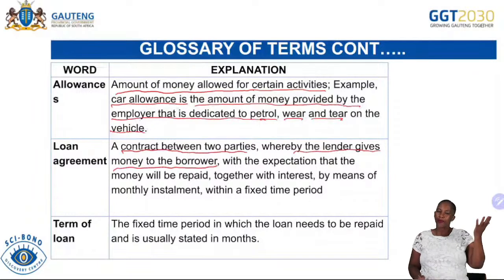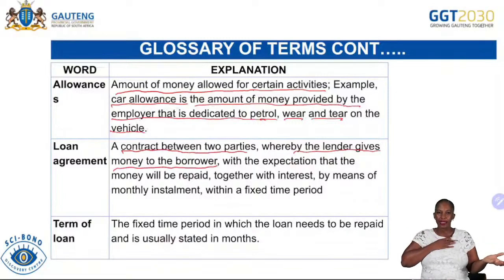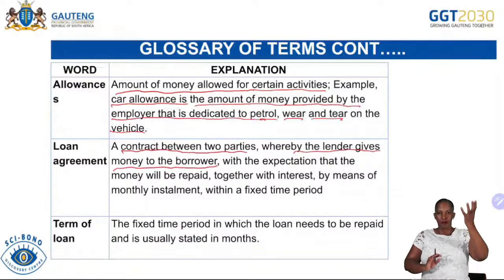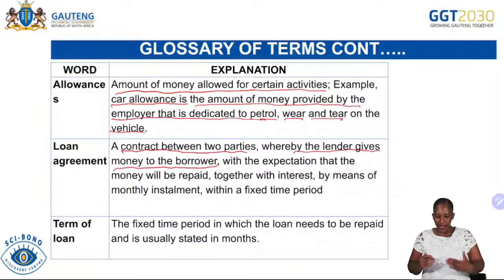Who is the lender? The bank is the lender. It gives the money to who? To the borrower. Who is the borrower? I'm the client. I'm borrowing money from where? From the bank. The bank is the lender, lending me the money with the expectation that the money will be repaid together with interest by means of monthly installments within a fixed period of time. So they give you money and say, okay, fine, here's the 100,000. We are lending it to you to buy whatever you want to buy.